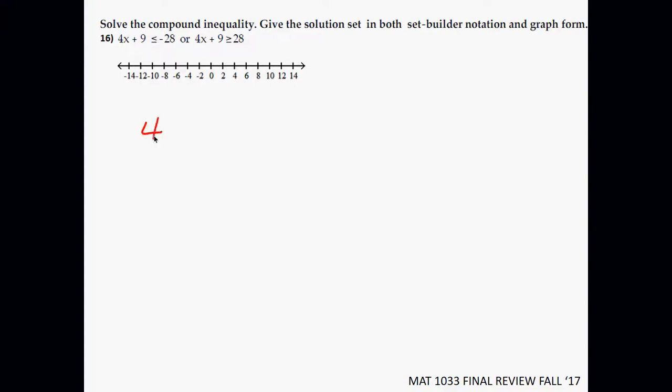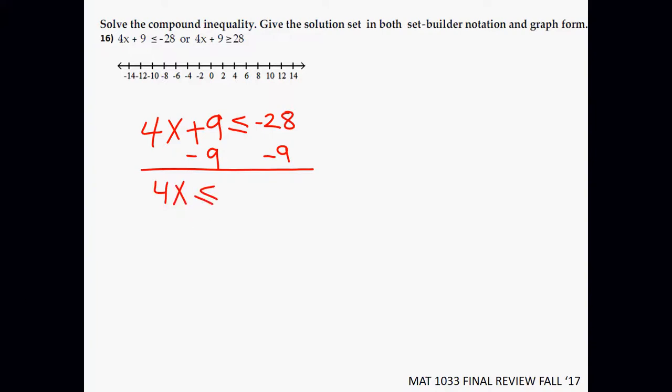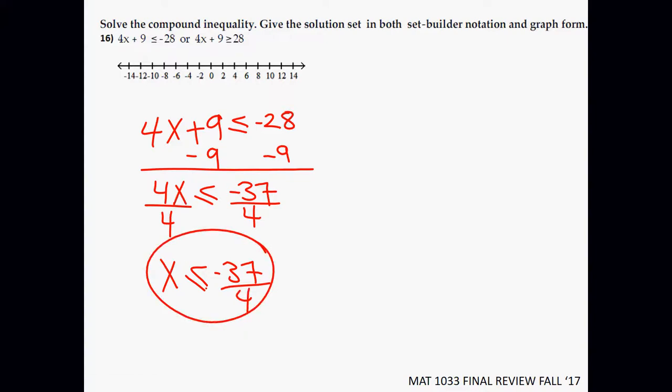The first one, we have to solve separately. That will be 4x plus 9 less than or equal to negative 28. If we subtract 9 from both sides, and subtracting will not change the inequality, then we get 4x less than or equal to negative 28 minus 9, that would be negative 37. Then we divide by 4. Dividing by a positive number will not change the inequality either. So we get x less than or equal to negative 37 over 4. So this is the first one.